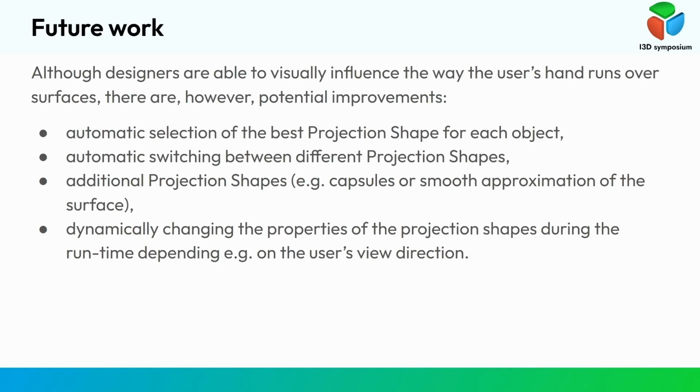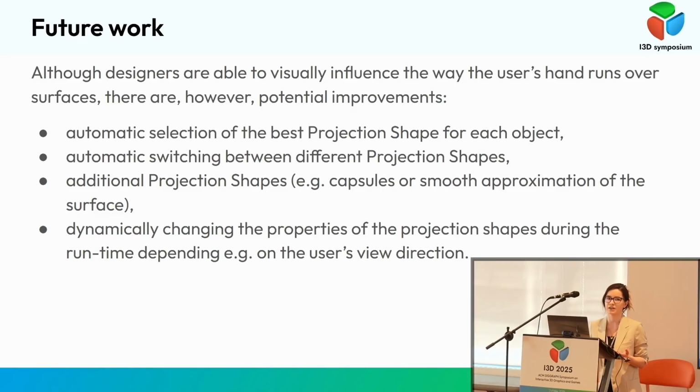So we considered this, of course. We still didn't pursue this path, but it would require either turning off the possibility for designers to set up a projection shape for each object, or coming up with a nice visual way to show the designers how to do this. But the smooth approximation of the object would possibly be enough to create smooth motion on the surface. Okay. Thank you.